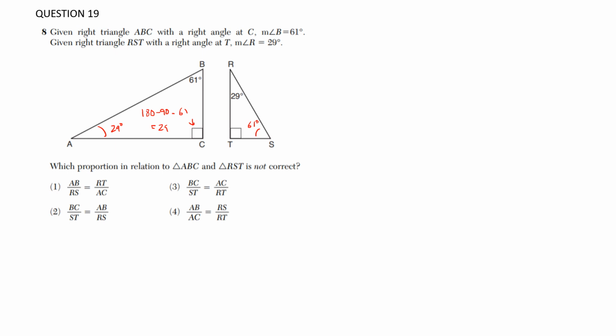Now, just to visualize it better, I'm going to rotate the larger triangle clockwise so that we can visualize the relationships between each one of the sides. So we have A up here, we have C and B, 61 degrees and 29 degrees. Okay. So the question asks us which relation is not correct. So let's look at answer choice 1. We have AB over RS. So AB is this hypotenuse of the larger triangle.